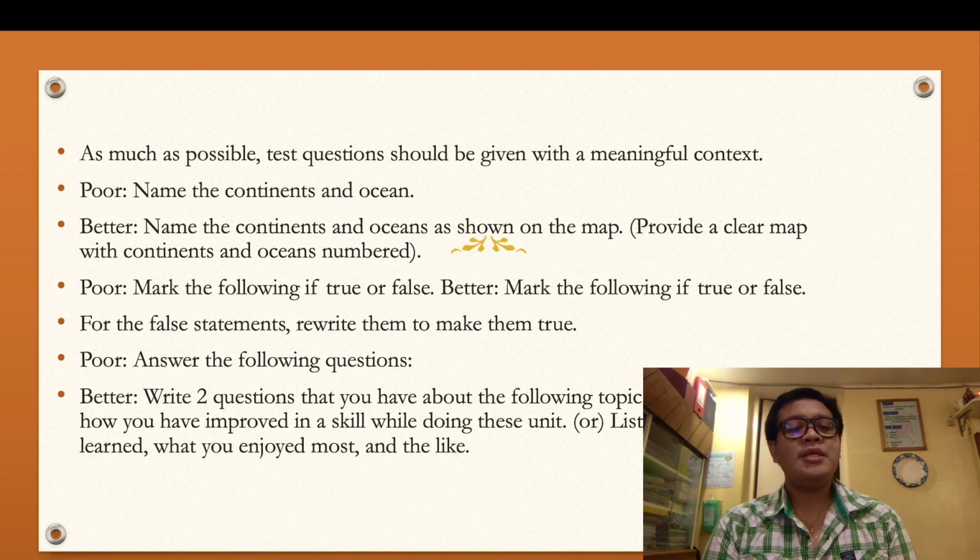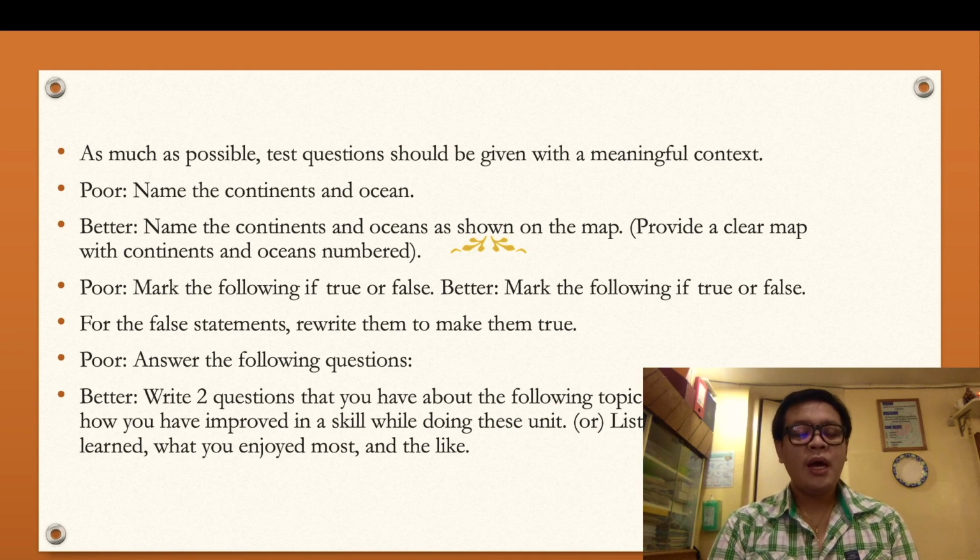Poor, this is a very good example: name the continents and ocean. Better: name the continents and ocean as shown in the map. Provide a clear map with continents and ocean numbered. Another poor example of a test question is: mark the following if true or false. It's better if you say: mark the following if true or false. For false statements, rewrite them to make sure that they are true.